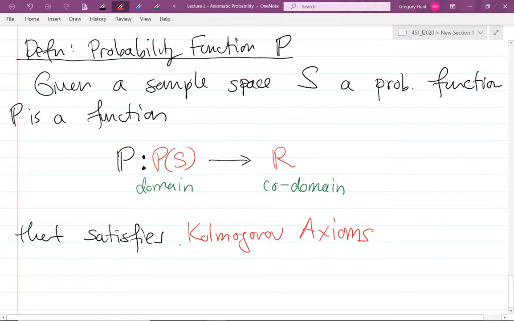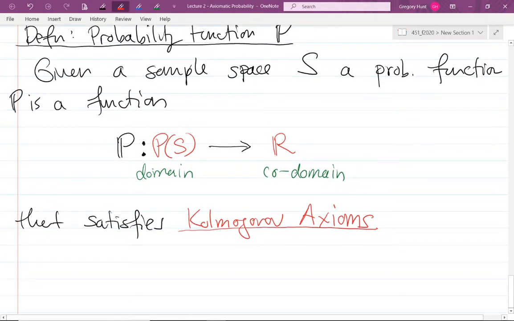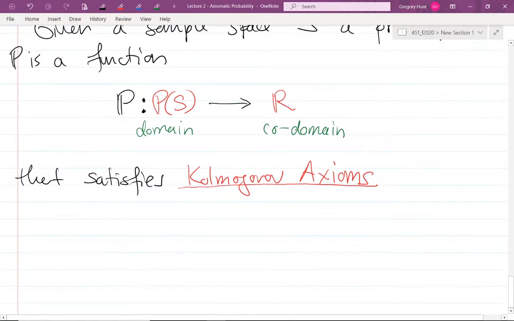These are a really good set of rules. So a probability is a function that takes in an event, a subset of the sample space, and spits out a number, but it's going to satisfy certain things. These things are called the Kolmogorov axioms. You will memorize them by the end of this course. And the first Kolmogorov axiom, there are 3 of them, is the axiom of non-negativity.